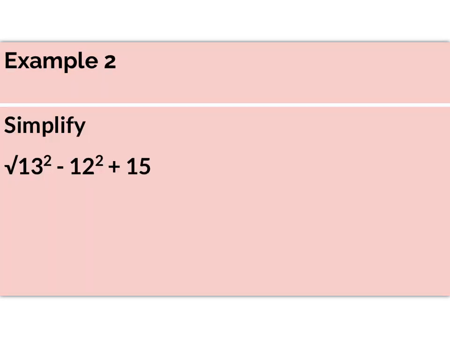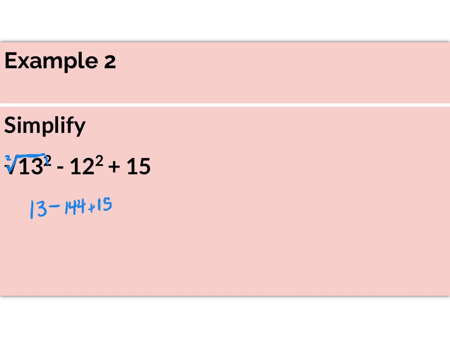Example 2, simplify. So now we're going to simplify our square roots. This is the square root of 13 squared minus 12 squared plus 15. Let me change this to blue. Okay, so let's extend this. This is the square root of 13 squared. And what happens is that the square root cancels out with the exponent because they both have the same exponent. There's no 2 there, but I know that this is the square root. So we have 13 minus 12 squared, which is 144, plus 15.